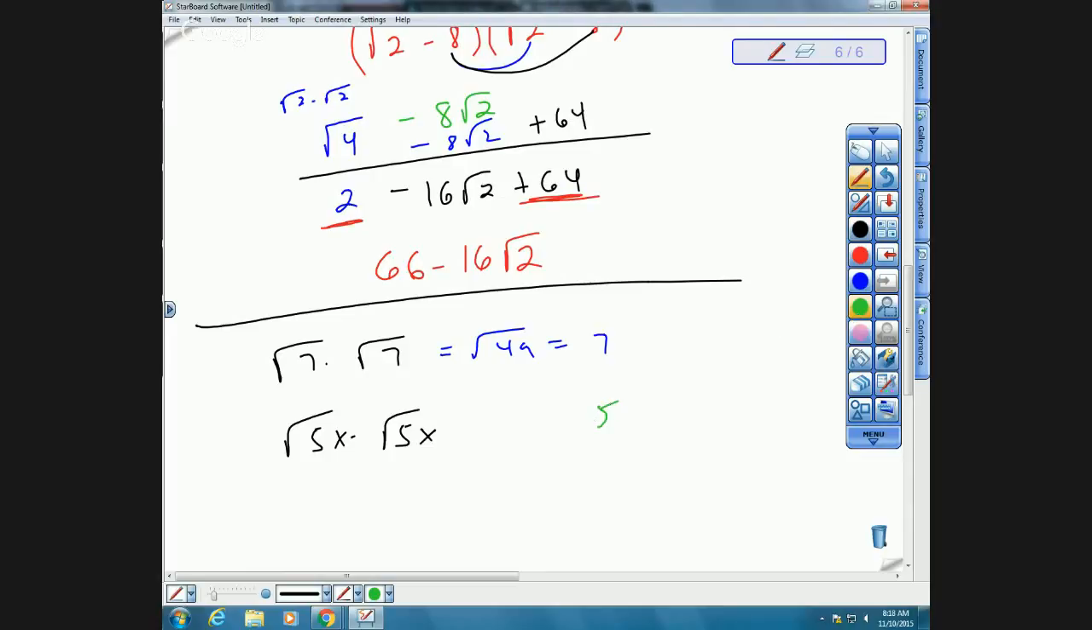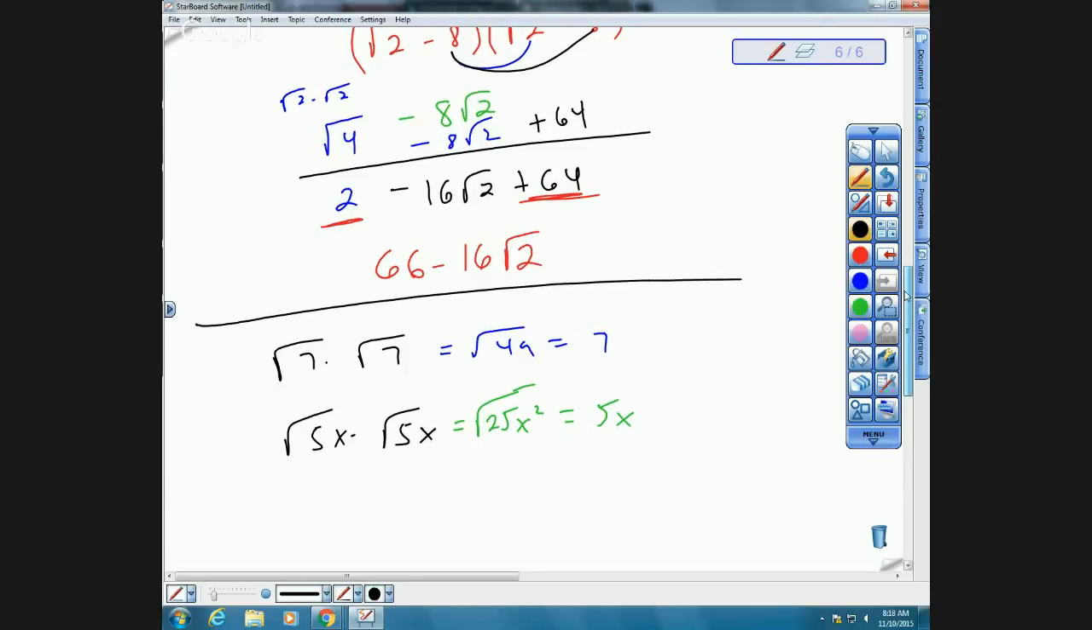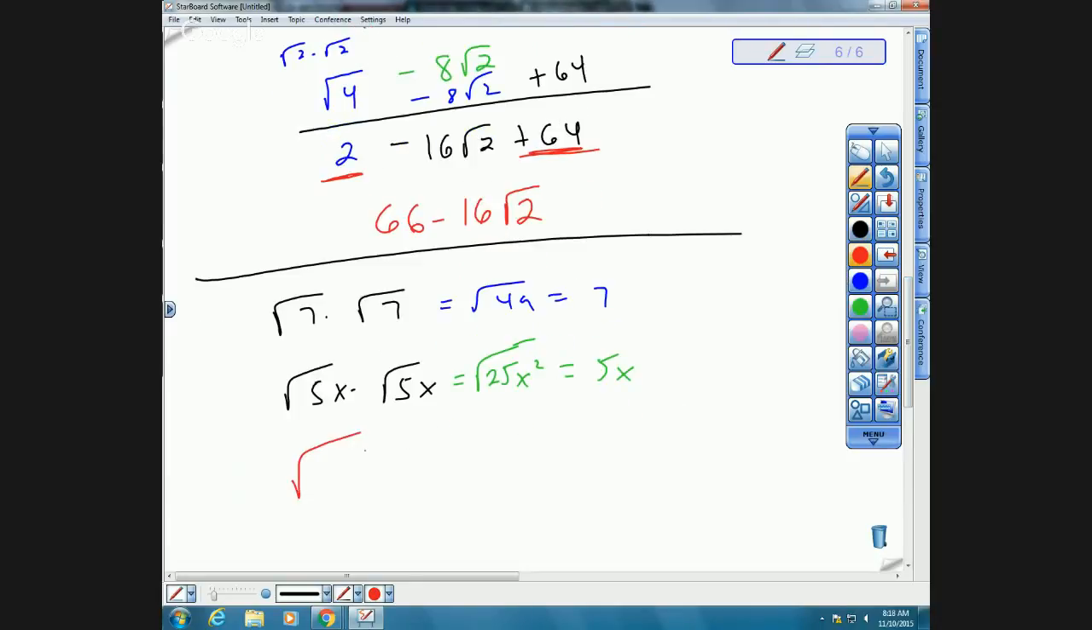I just get 5x because I get what's underneath. If you wanted to work it out, 5 times 5 is 25, x times x is x squared. We'll then break that down and it equals 5x. But it will always, always, always work out like that. But if I do the square root of 11x squared y times 11x squared y, since I'm doing that times itself, I will always just end up with that self times this radical.